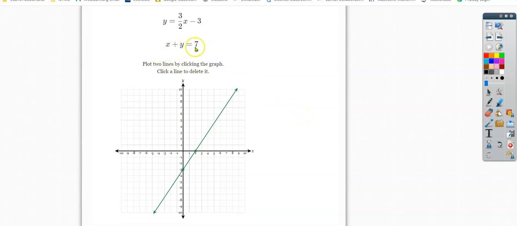The second sentence, x plus y equals 7, can be graphed two ways. One is it can be rearranged or manipulated so that the y is isolated, and it is in slope-intercept form, where you start at your y-intercept, and then you follow the slope down 1/1, right? And so we could do that, or we can graph using intercepts.